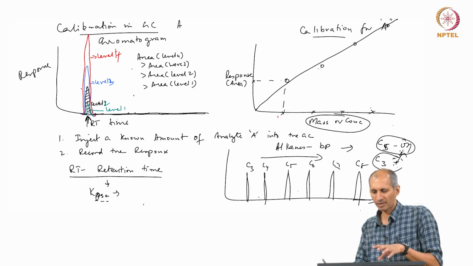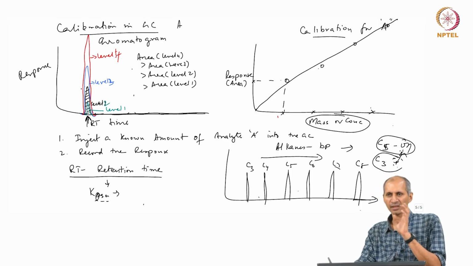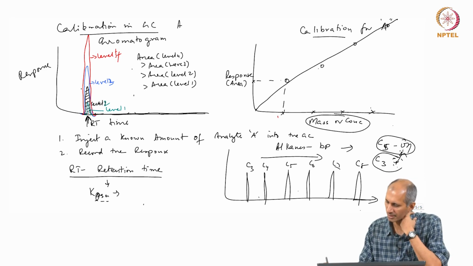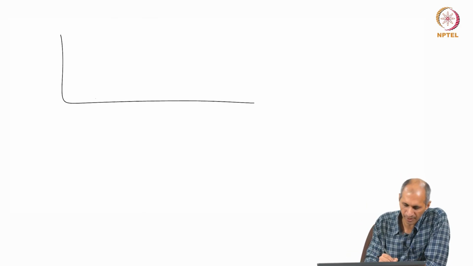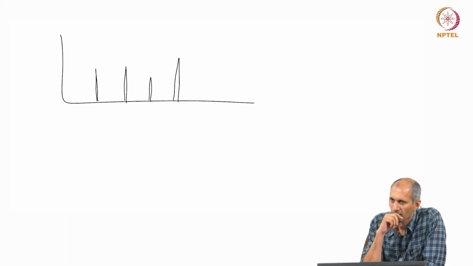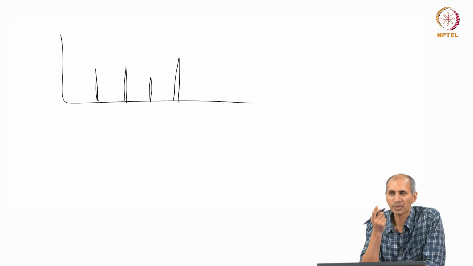So, there is one very important question if you analyze a mixture. You have a calibration, that is fine. I run a chromatographic analysis of a sample, and I get 4 peaks. How do I know which one is what?